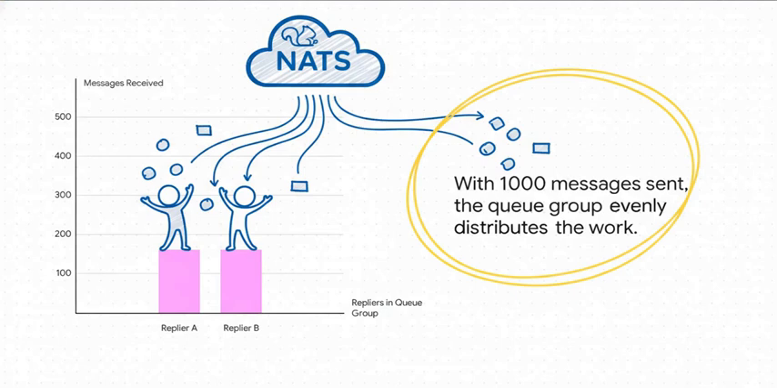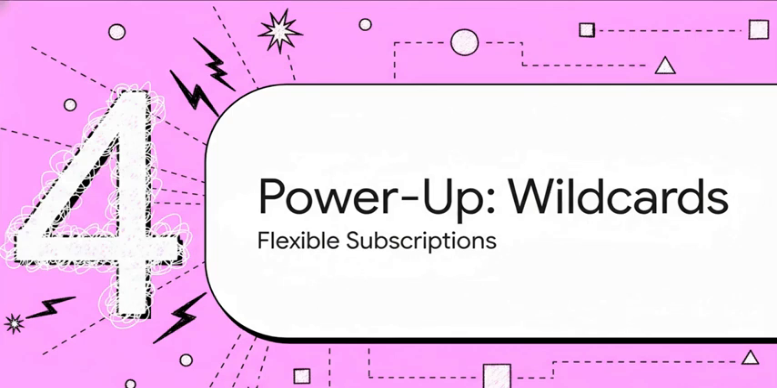And check this out. Here's what that looks like in the real world. You throw 1,000 messages at a queue group with two services in it, and NATS distributes them almost perfectly, 500 to each. It's just built-in, effortless scaling. It's pretty incredible. Okay, so that's how we scale. Now let's talk about flexibility.